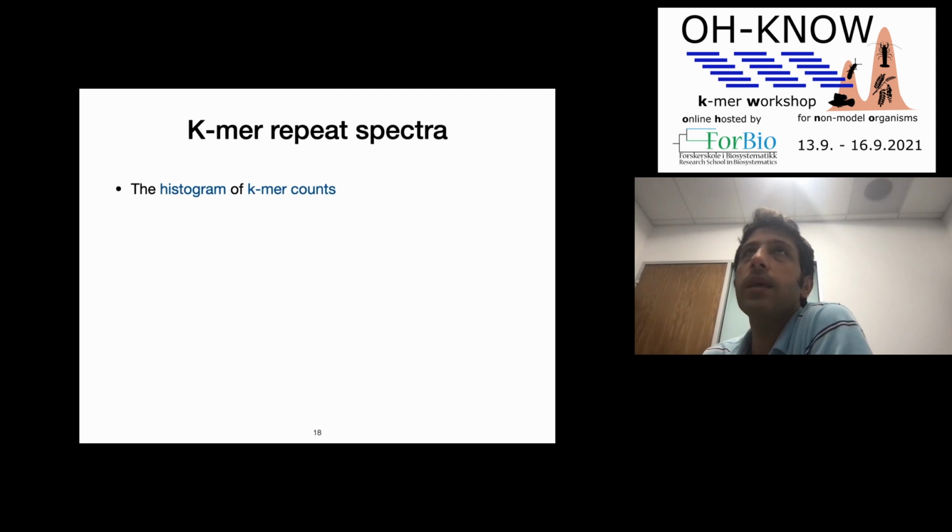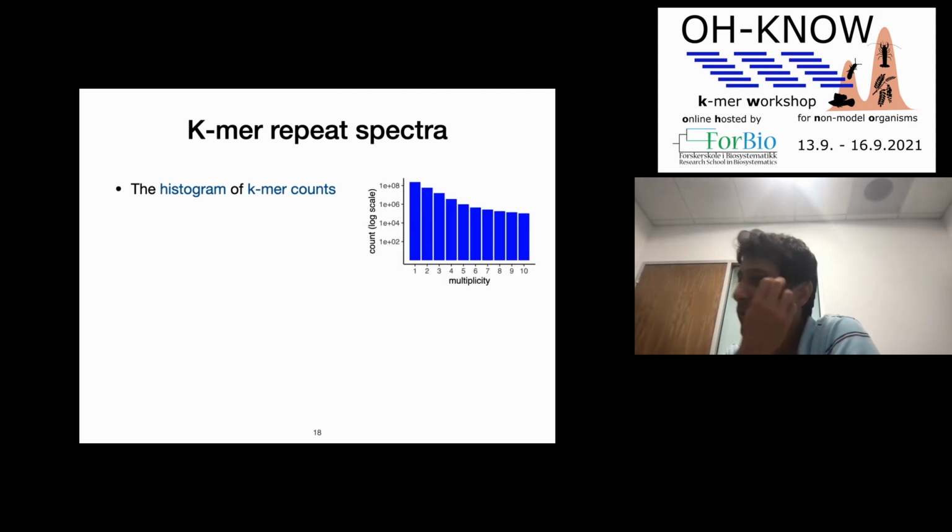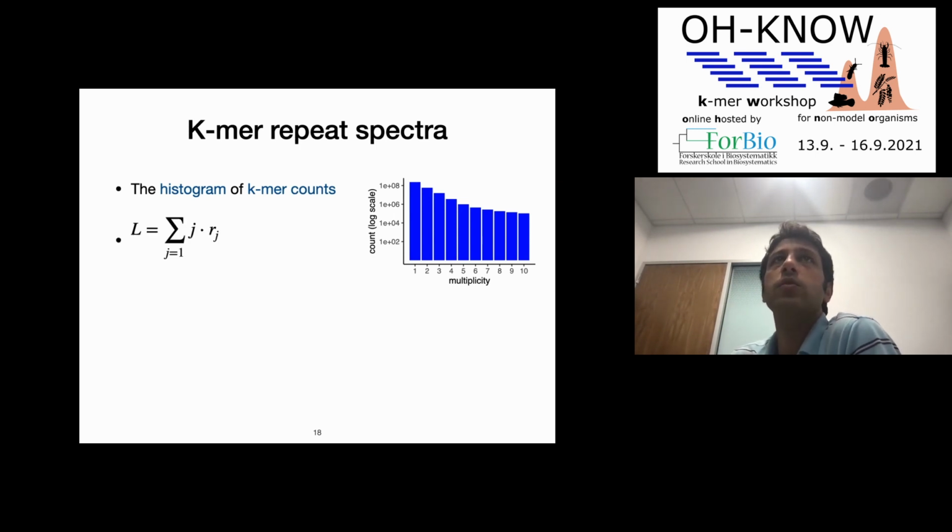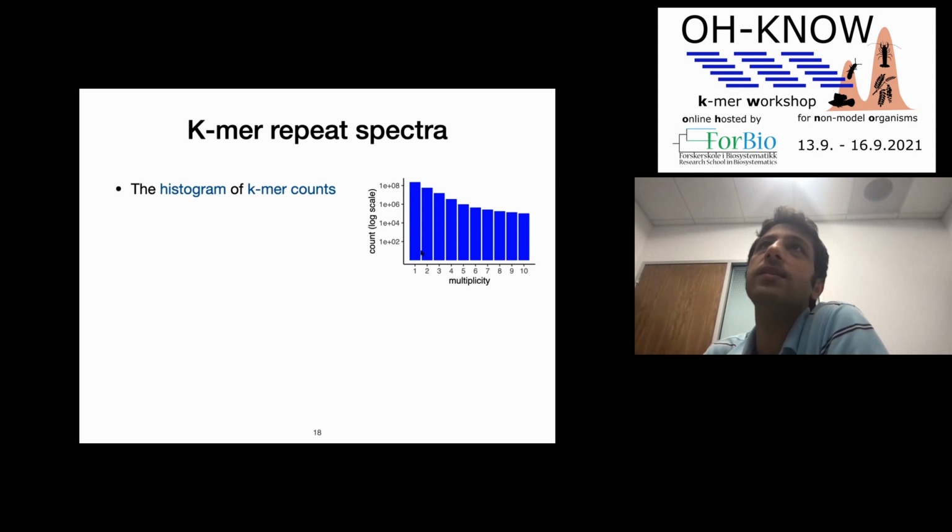Okay, so what do we mean by repeat structure? We just mean the repeat spectrum. I'm pretty sure you guys have already covered this in other talks, but just to make sure we are on the same page, basically the output that we want is something like this, where we say these many of the k-mers in the genome are not repeated at all. They are observed once. These many are repeated twice, 3 times, all the way to, I don't know, 1,000 times, right? So this histogram is what we are talking about when we talk about repeat spectra.